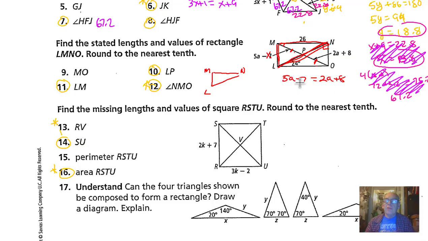Take away 2 a's and add 7. You get 3a is equal to 15, which means a is equal to 5, which means that this total length here is going to be 25. For half the length, it's going to be 25 take away 7, which is 18. And the other half is going to be 18.